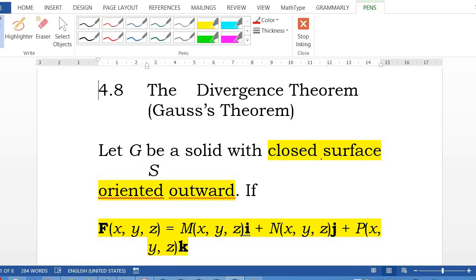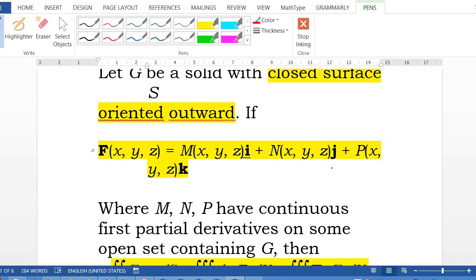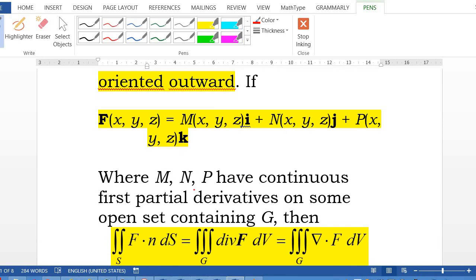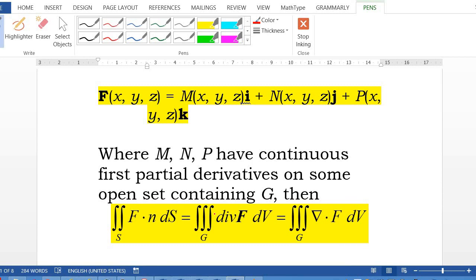However, if G is a solid with a closed surface, for example your sphere or the cube is a closed surface oriented outward, and F is given by Mi plus Nj plus Pk, where M, N and P have continuous first partial derivatives on some open set containing G, then by using the Gauss or divergence theorem, instead of evaluating your flux integral, where for a sphere you need to do it 2 times and for a cube 6 times, if your surface is closed, it forms a solid G, and you can find the triple integral of divergence of F dV across the solid G, where the divergence of F is del dot F.